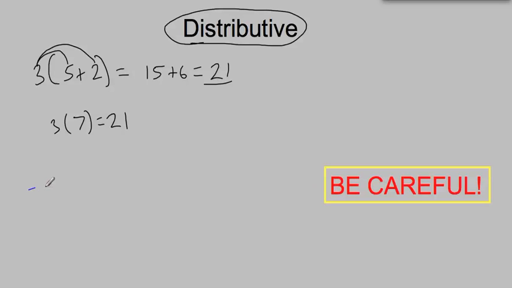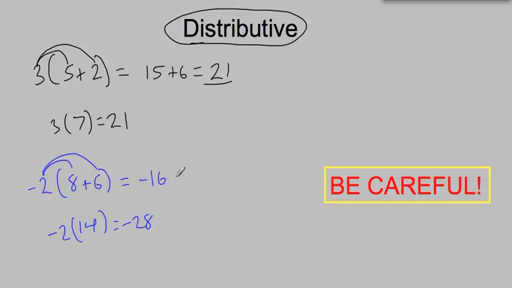What about negative 2 times 8 plus 6? What is that going to give me? Well, let's check it first. We know that 8 plus 6 is 14. What's negative 2 times 14? That's negative 28. If I use distribution, I can distribute negative 2 over the sum, multiply each of them by negative 2 first. I get negative 16, and negative 2 times 6 is negative 12. When I combine those, I get negative 28. So I end up with the same answer.